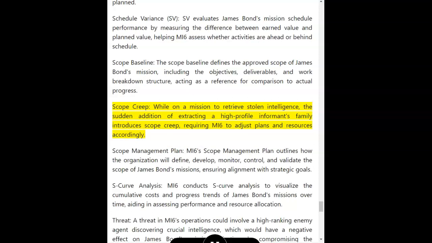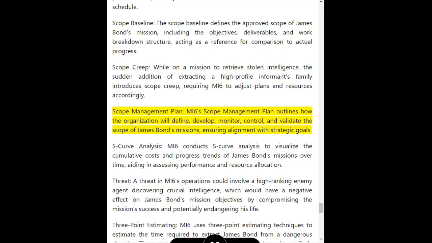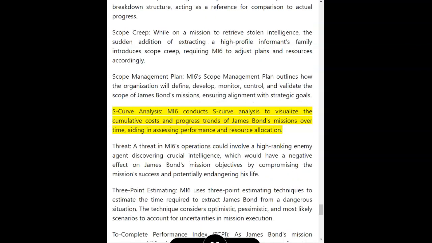Scope creep. While on a mission to retrieve stolen intelligence, the sudden addition of extracting a high-profile informant's family introduces scope creep, requiring MI6 to adjust plans and resources accordingly. Scope management plan. MI6's scope management plan outlines how the organization will define, develop, monitor, control, and validate the scope of James Bond's missions, ensuring alignment with strategic goals.